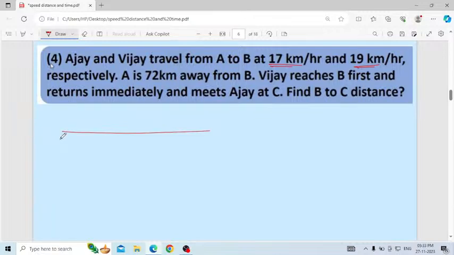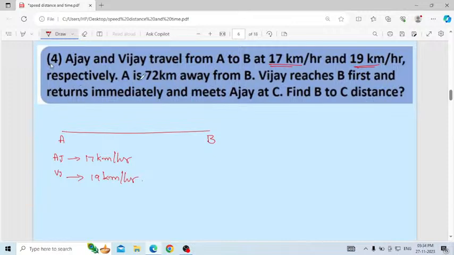This is A, B. Ajay and Vijay travel from A to B at 17 kilometer per hour and 19 kilometer per hour. I will write AJ and VJ. Both of them will travel. Ajay's speed will be 17 kilometer per hour, and Vijay's will be 19 kilometer per hour.